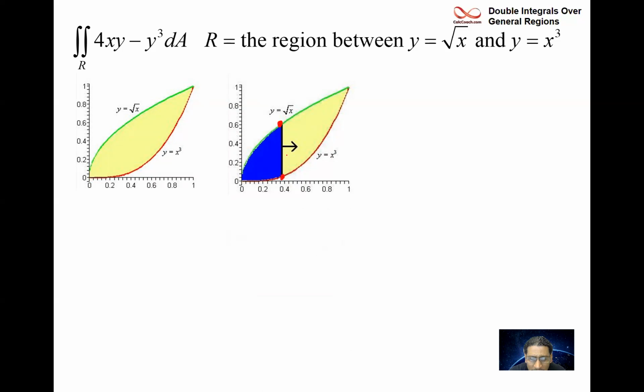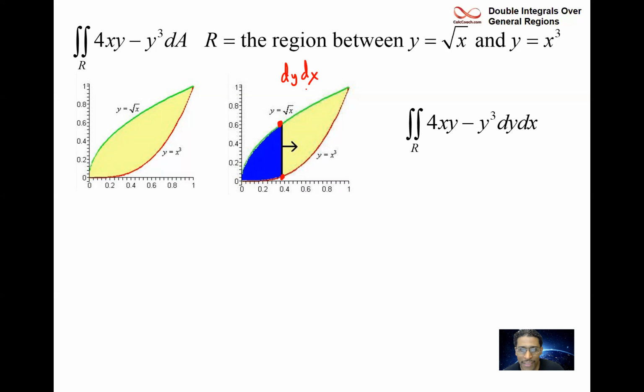Okay, it turns out that the square root function is the higher function and the x cubed function is the lower function. If you put a number like 1/4 in, the square root of a fourth is a half, but the cube of a fourth is 1/64. It's smaller. So we're going to do this dy dx. The blue is basically going to represent what we've already swept out, and now we're going to continue to sweep from left to right. So this is dy dx.